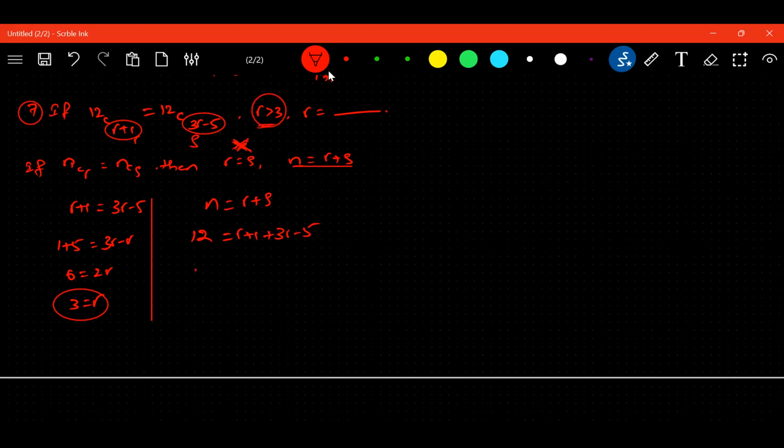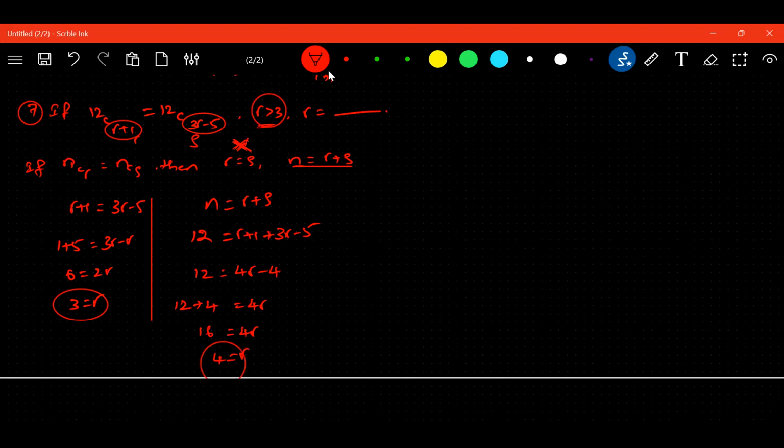3R minus 5. So R plus 3R is 4R. 1 minus 5 is minus 4. Am I right? Yes, sir. So 12 plus 4 is equal to 4R. 16 is equal to 4R. So R value is equal to 4.